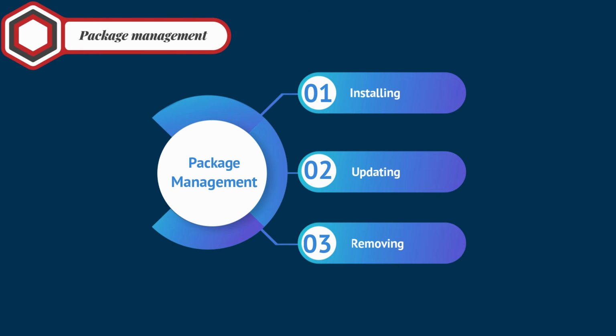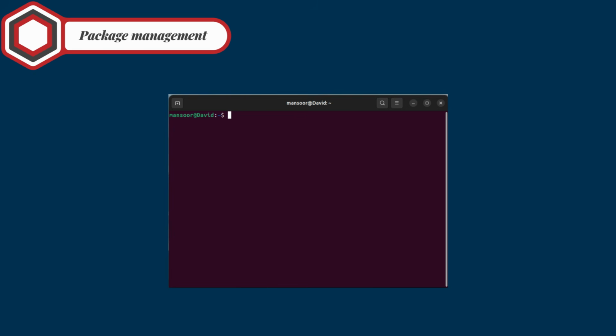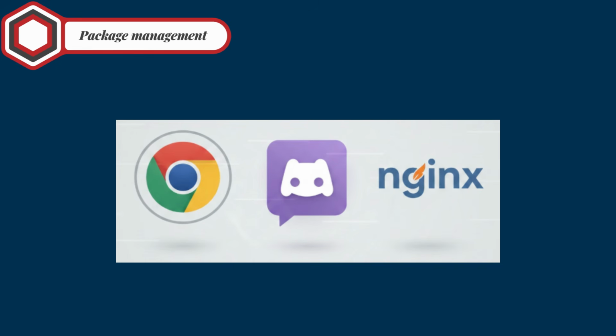Package management is simply the process of installing, updating, and removing software in a Linux system using the command line, or CLI, through the terminal. For example, when you install applications like Chrome, Discord, or Nginx using commands, the entire process is called package management.